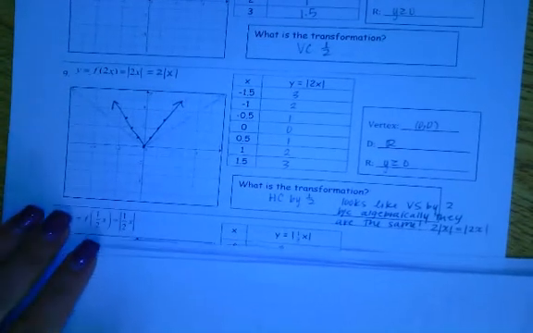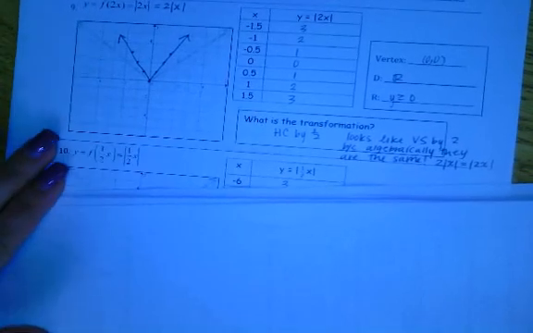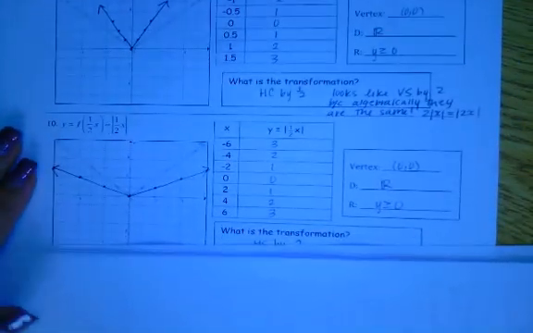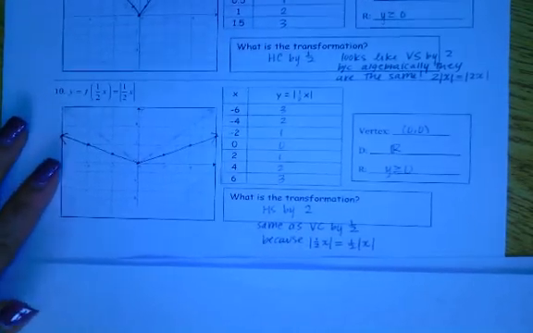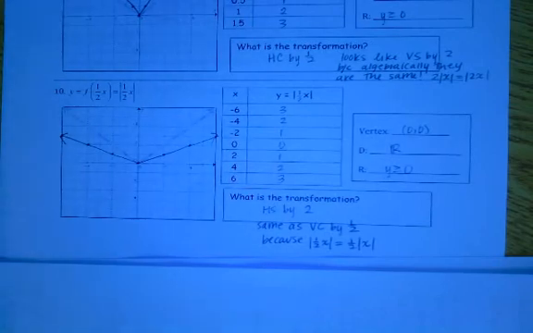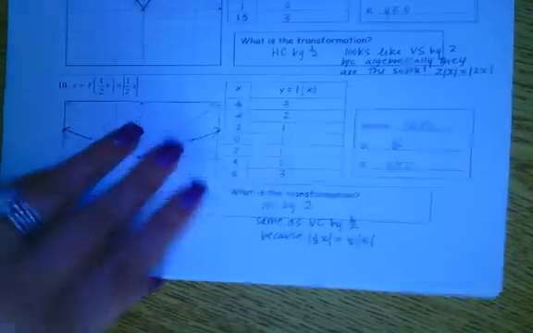Okay, next one, what happens? Very good. Horizontally stretched by 2, and again it looks the same as a vertical compression by 1/2 because algebraically they are equivalent to each other. Okay, notice again that your stretches did not affect your vertex, your domain, or your range. Any questions on this? Was that the last one?